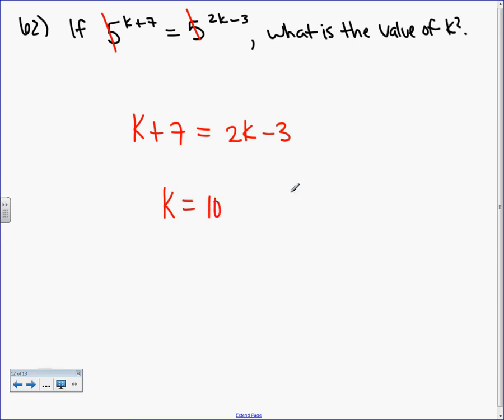10. Anybody not getting 10 and need my help? Are you sure? So let me show you why that's actually true. If I plug 10 in, that's going to be 5 to the 17. I don't know what it is, and this is going to be 5 to the 17, isn't it? Right? So I know they're the same. I don't know what they are, but I know they're the same. So that's why it's true. Okay? The actual question was asking for k, though. I just wanted to prove to you that it's true.